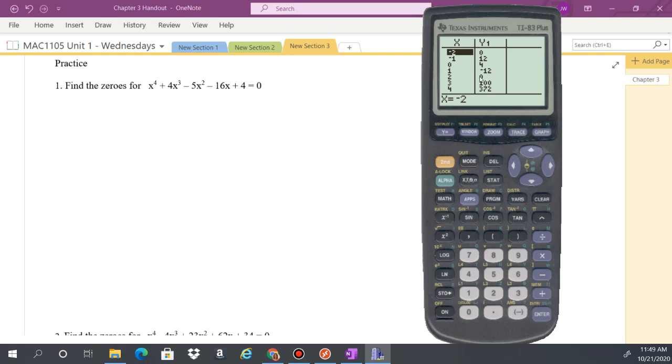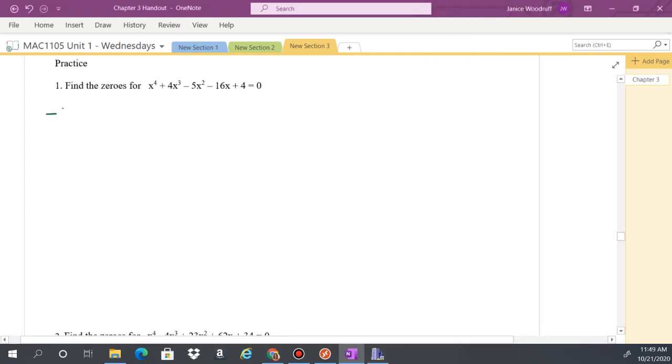So you can use either one. Typically, I go left to right, just easier. So negative 2, yeah, negative 2 would be the zero I want to use there. If you use positive 2, that's fine. All right, so check your exponents. 4, 3, 2, 1. So you're going in descending order. You're okay there. And then the coefficients. So 1, 4, negative 5, negative 16, and 4.